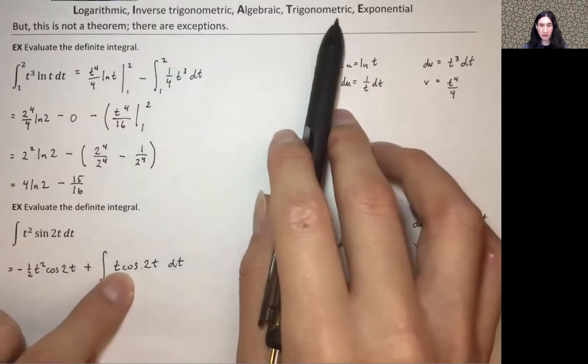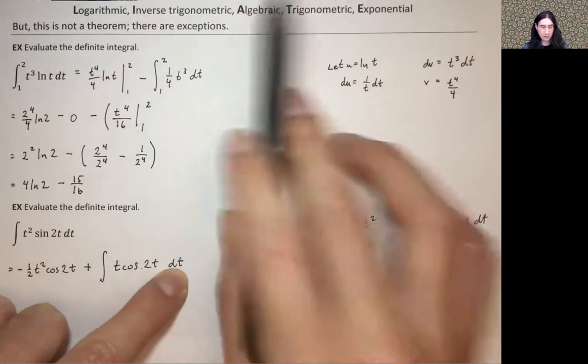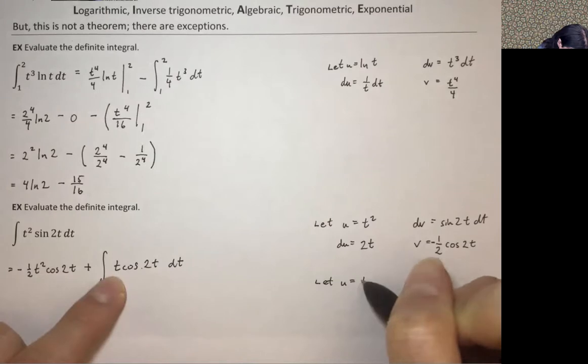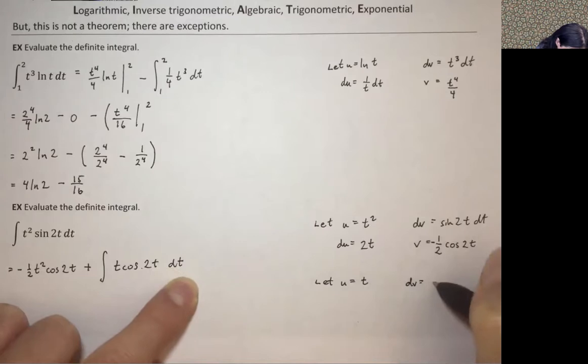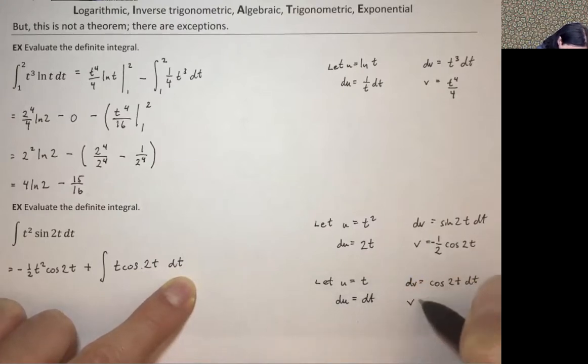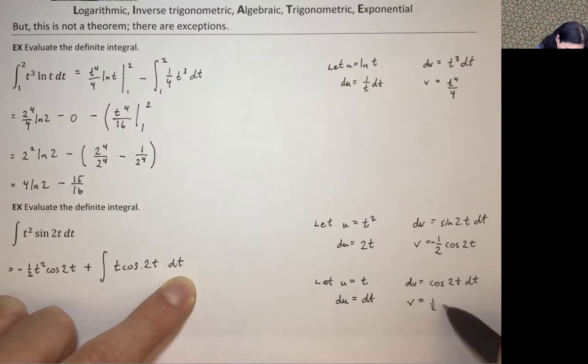So again, we go through our priority list. U will be our polynomial algebraic term, and dv will be everything else. So u now is t. My dv will be cosine 2t dt. Okay, here's my du. And my v gets worked out in a similar way to this one. I'm going to need a 1/2 to compensate for that too, and a sine 2t.